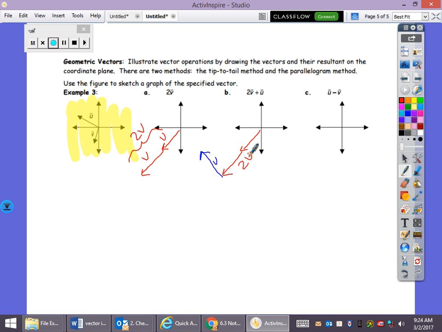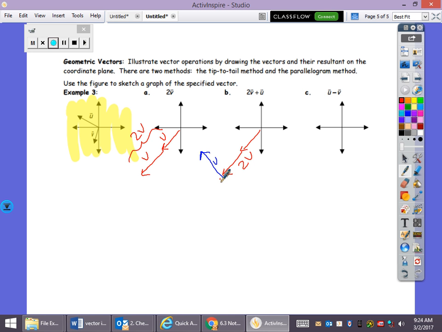Yes, question. Don't worry, you only need the top one. Yeah, I know on your paper you have 2 graphs. We're just doing the top one. Okay, so I traveled 2v, and then I traveled u. Direction does matter, okay? At the end of an arrow, you can put a tail into an arrow, okay?